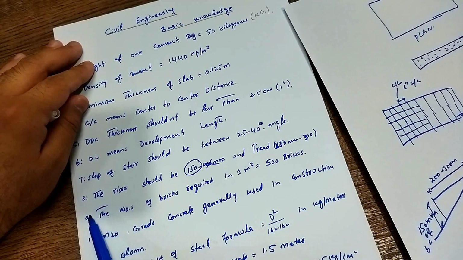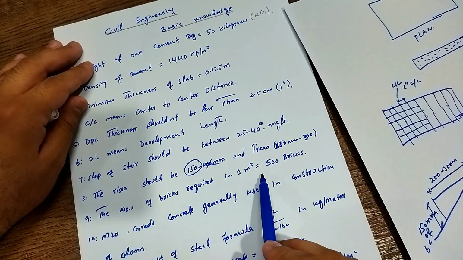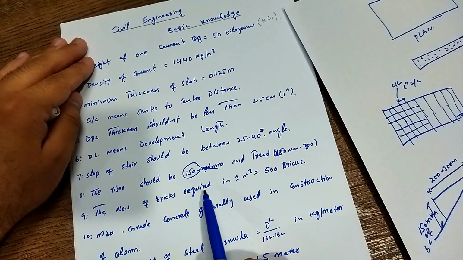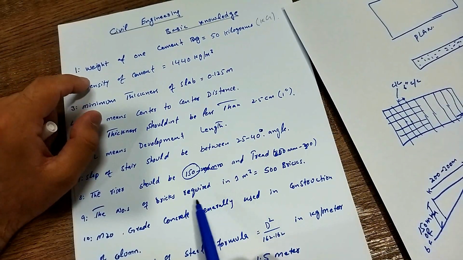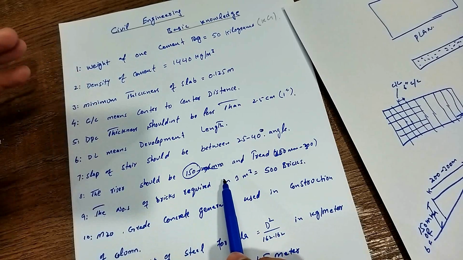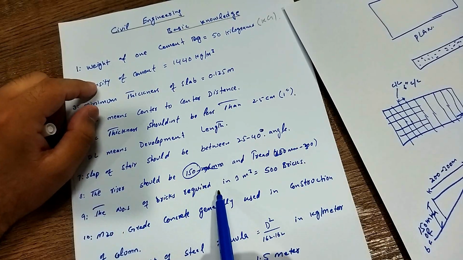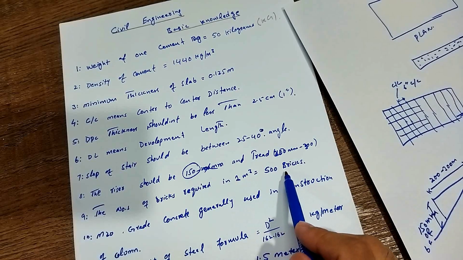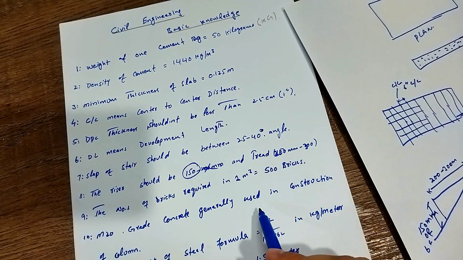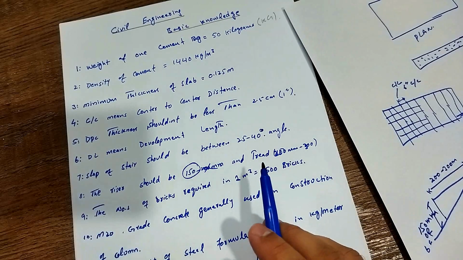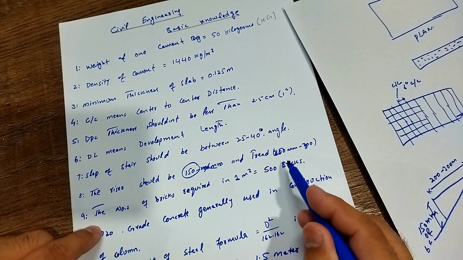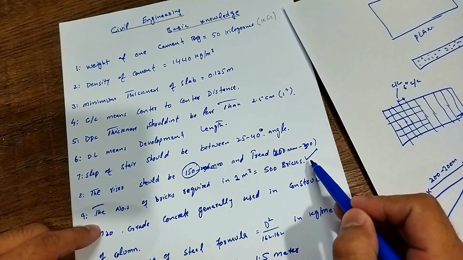Okay, the number of bricks required in 1 meter cube. This is a very fabulous and important MCQ. The number of bricks in 1 meter cube is 500 bricks. Okay, when you make a 1 meter cube box, you can put here 500 bricks, and this is calculated by volume.